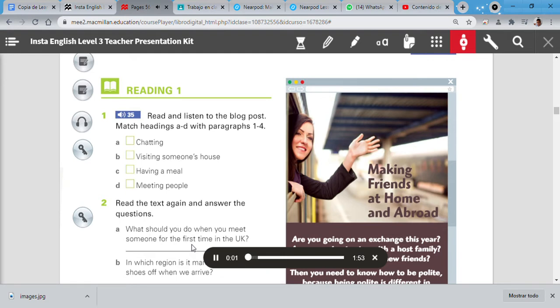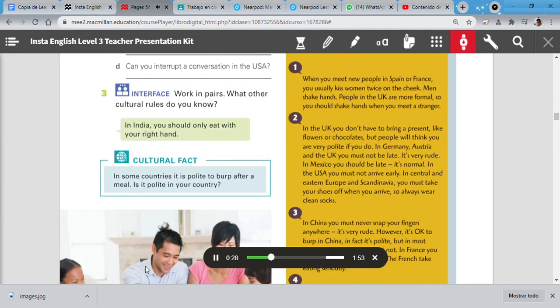Unit 4, Track 35, Activity 1. Making friends at home and abroad. Are you going on an exchange this year? Are you going to stay with a host family? Do you want to make new friends? Then you need to know how to be polite, because being polite is different in different countries. 1. When you meet new people in Spain or France, you usually kiss women twice on the cheek, then shake hands. People in the UK are more formal, so you should shake hands when you meet a stranger.